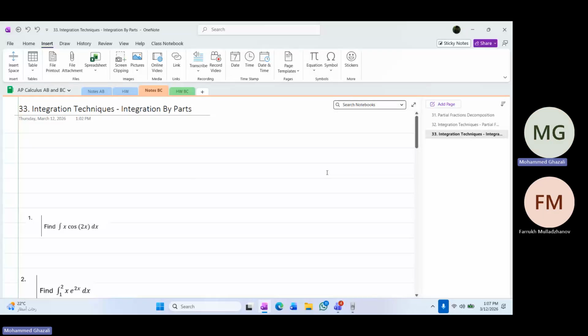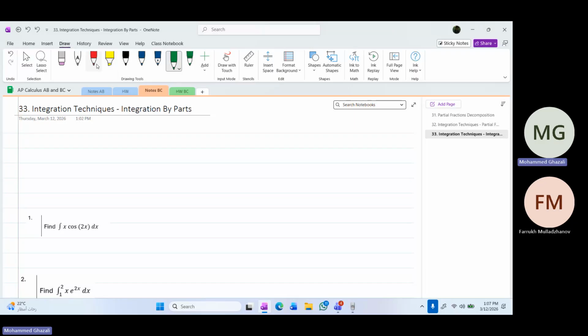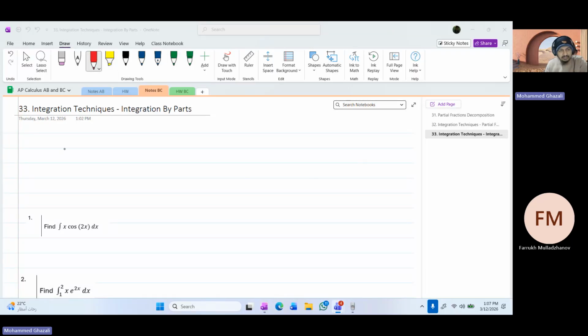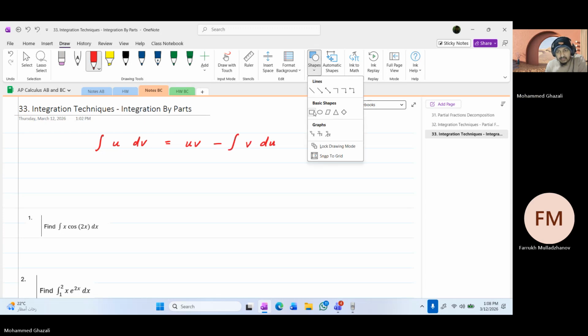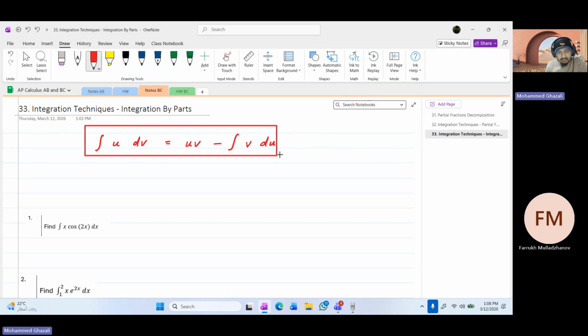So let us look at what integration by parts is. It is used when most of the rules fail by direct integration, so we have to resort to the last stage, which is basically integration by parts. The formula says this: the integral of u dv is equal to uv minus the integral of v du. All right, so this is my formula.